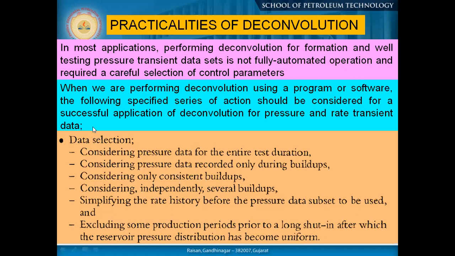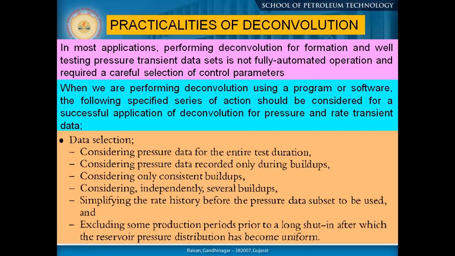I'll select that. Okay, so you see the data considering pressure data for the entire test duration. Okay, so how are we going to do this considering pressure data recorded only during build-up? That means segment-wise information we could input and get the whole information of the reservoir. That is one of the advantages of deconvolution. Considering only consistent build-up, you may have a sequence of build-ups. First build-up, then you do a flow-after-flow test, then you go for a second build-up. That means you may have some noise in the first build-up, so you can take the second build-up. That is very important for selecting the data which are not very noisy.